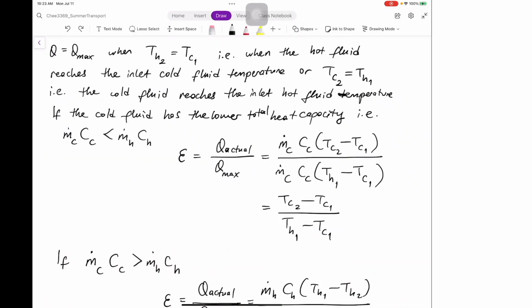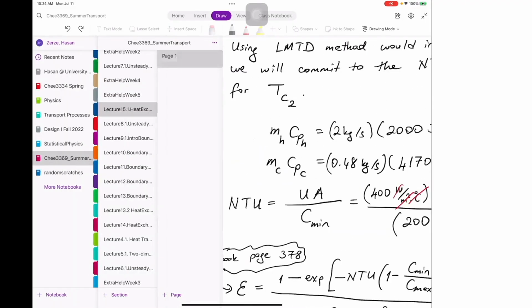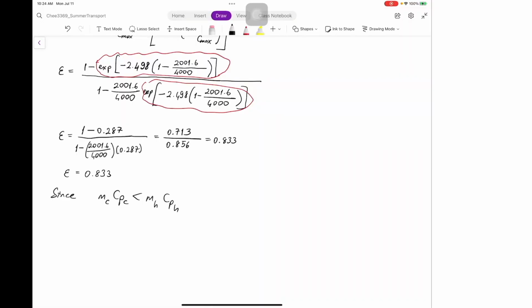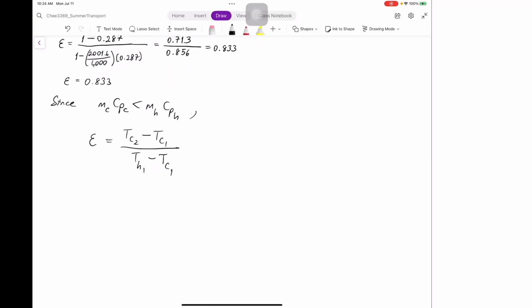So we're going to have the epsilon equal to TC2 minus TC1 divided by T hot 1 minus TC1. Okay, so we're going to write it. That's right. Since MCCPC is smaller than M hot CP hot, epsilon must be equal to TC2 minus TC1 divided by T hot 1 minus TC1. Okay. And given the numbers, epsilon is 0.833.